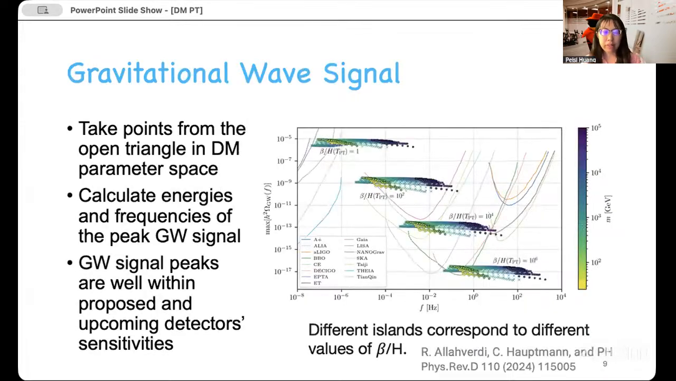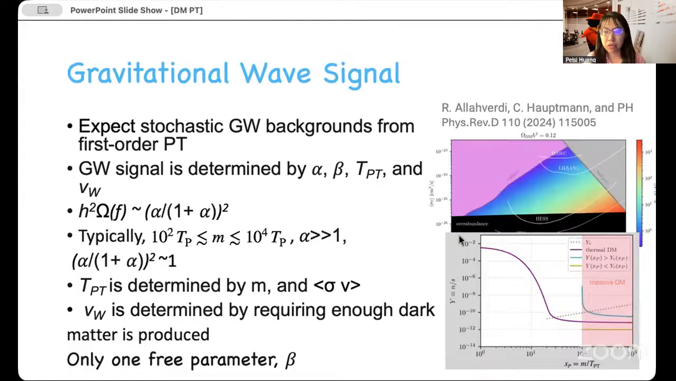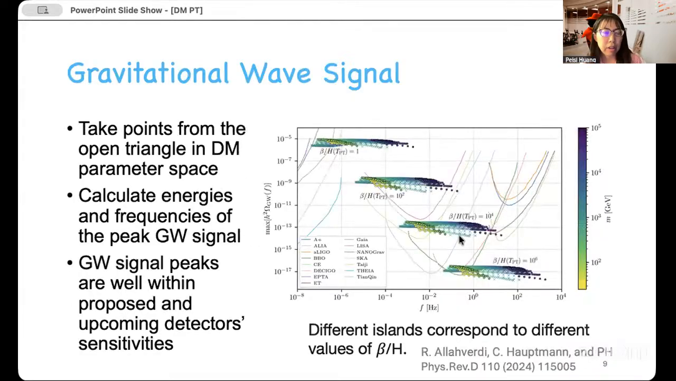So we take points from this open triangle in the dark matter parameter space, and we calculate energies and frequencies of the peak gravitational wave signal. And we have one free parameter, beta, here. So different islands correspond to different values of beta over H.